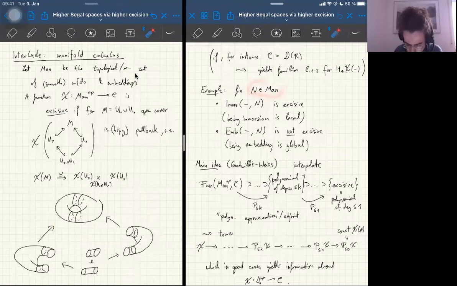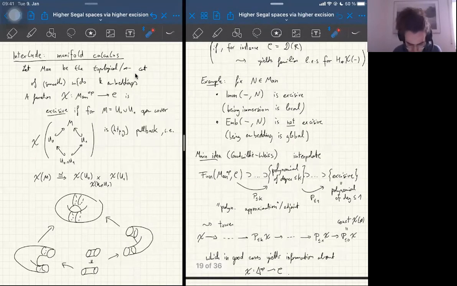Okay, and in this setting, the main example is, if you fix a manifold and you look at the functor of immersions into your fixed manifold, then this is excisive, because to give an immersion from here into something, such that they agree on the intersection, is the same as giving an immersion of the whole manifold. However, if instead of looking at immersions, we look at embeddings, then this is no longer excisive, because if you have an embedding of this and an embedding of this, such that they agree on the intersection, you will still be able to glue them to a map from here, but it might no longer be injective. It might no longer be an embedding of the whole manifold. And the point is that being an embedding is a global condition. You cannot just check this locally.